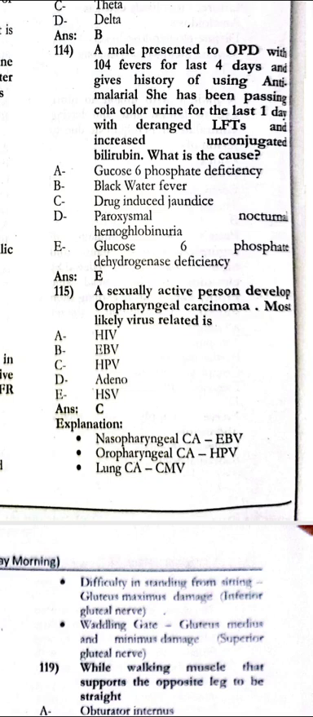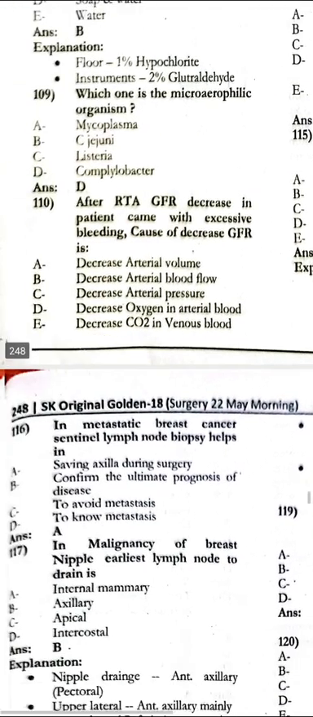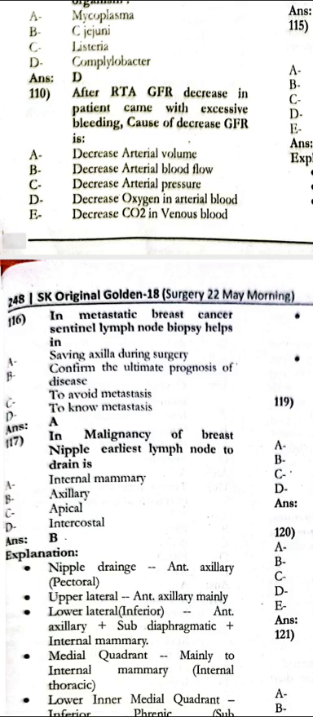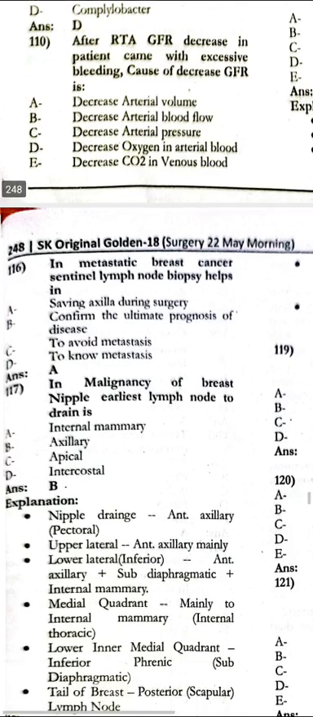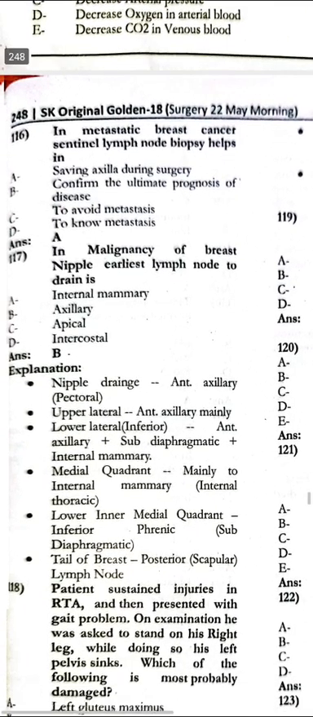A sexually active person develops oropharyngeal carcinoma, most likely virus related is HPV. Next, 116. In metastatic breast cancer, sentinel lymph node biopsy helps in saving the axilla during pregnancy. In malignancy of the breast nipple, the earliest lymph node to drain is the axillary.